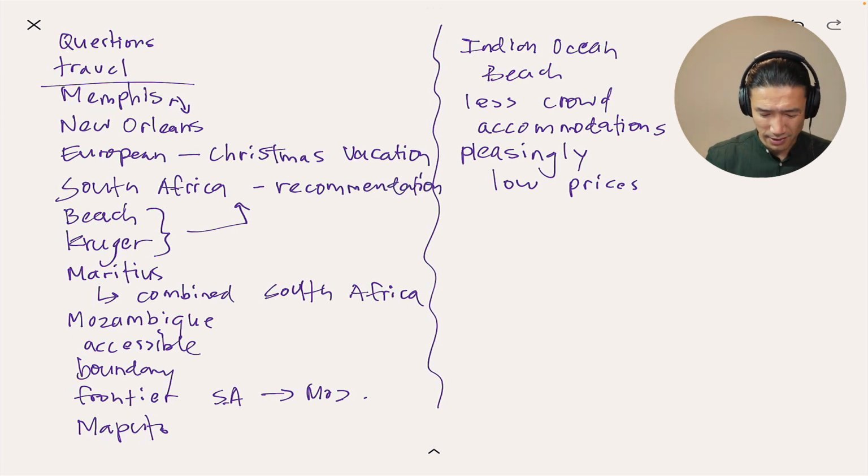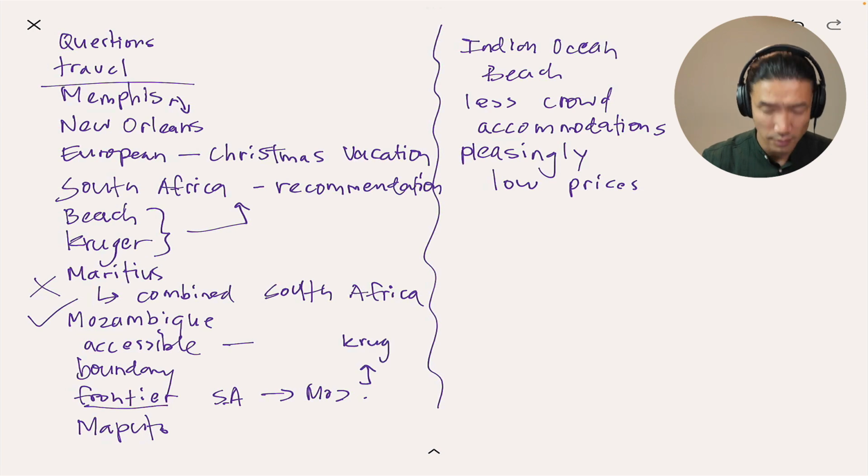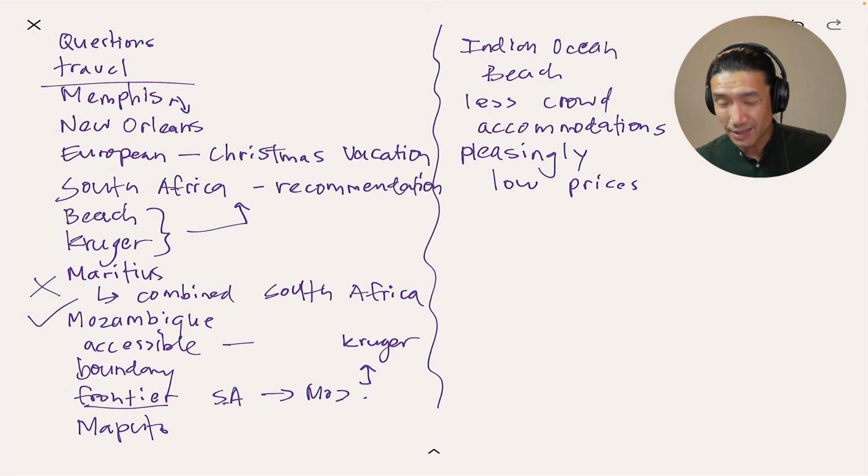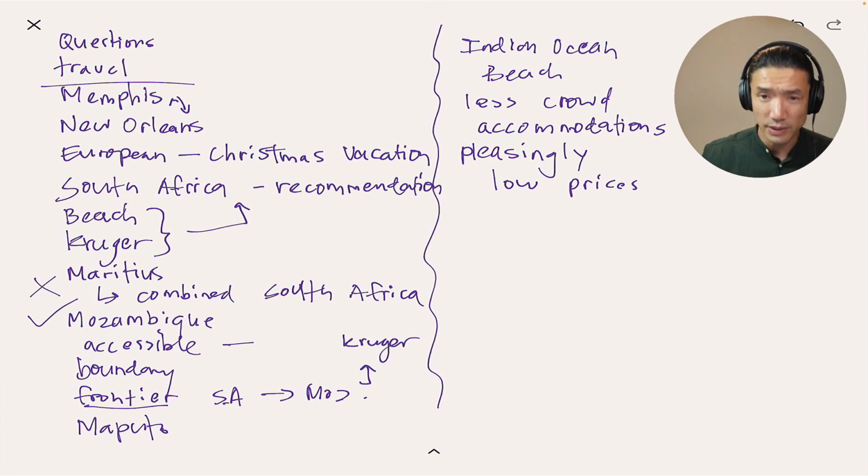So Mauritius, he said no to that. Mozambique was a yes. It's accessible. It's boundary something, I forget that one. But it's on the frontier between South Africa and Mozambique, which is what? The Kruger. Okay. So even though we take keyword notes and don't write a lot, we can use symbols, right? We can use other things. We can add more things.